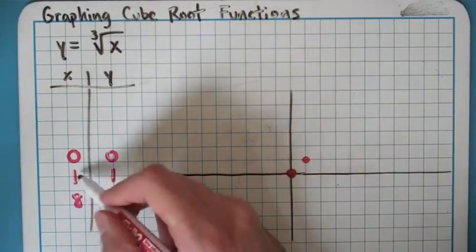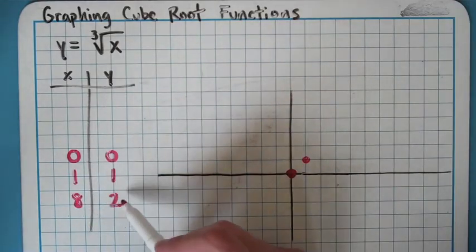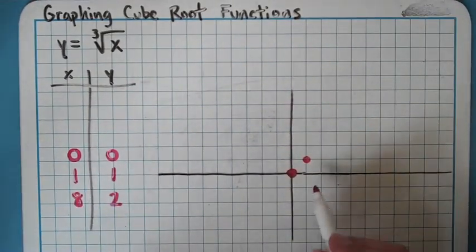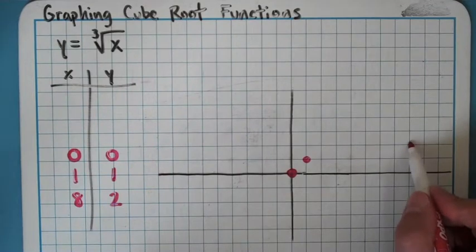I'm skipping all the points between 1 and 8 because they're all decimals. The cube root of 8 is 2 because 2 to the third power gets me 8. So I'm going to plot my point 8, 2. That'd be right there.